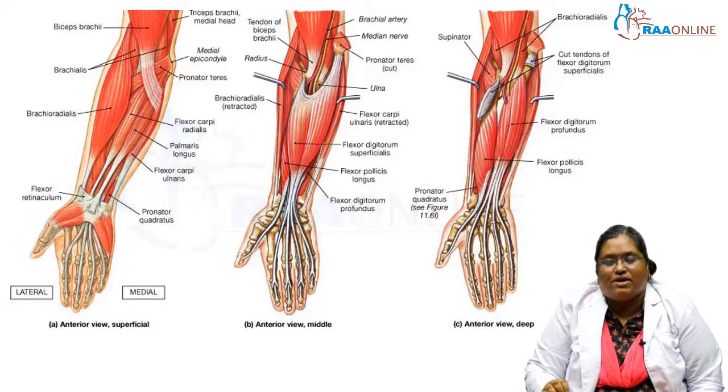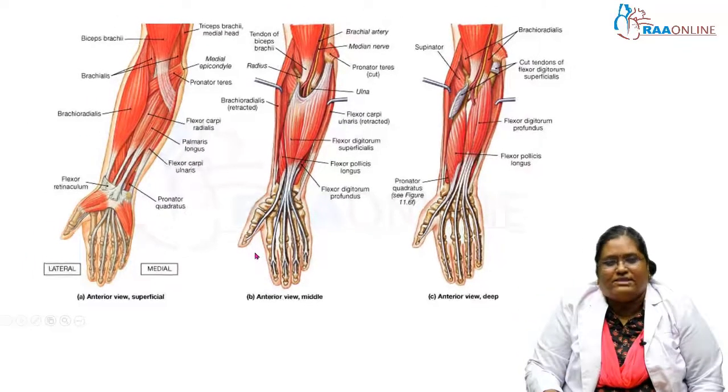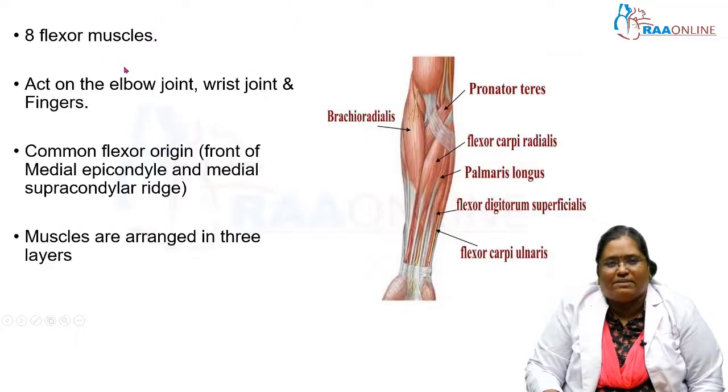Now we'll see what the components of the front of the forearm are. We have the muscles, we have the nerves and we have the vessels. What are the muscles we have? Totally we have 8 flexor muscles which act on the elbow joint, wrist joint and the fingers. How do these muscles originate? They have a common flexor origin, which is from the front of the medial epicondyle and medial supracondylar ridge.